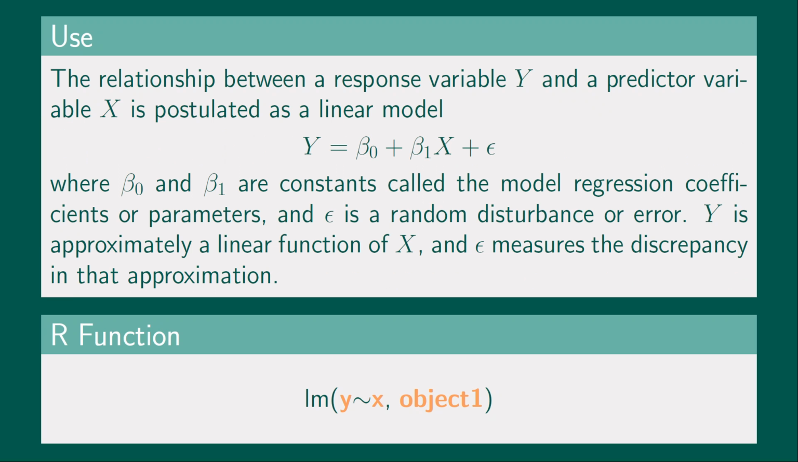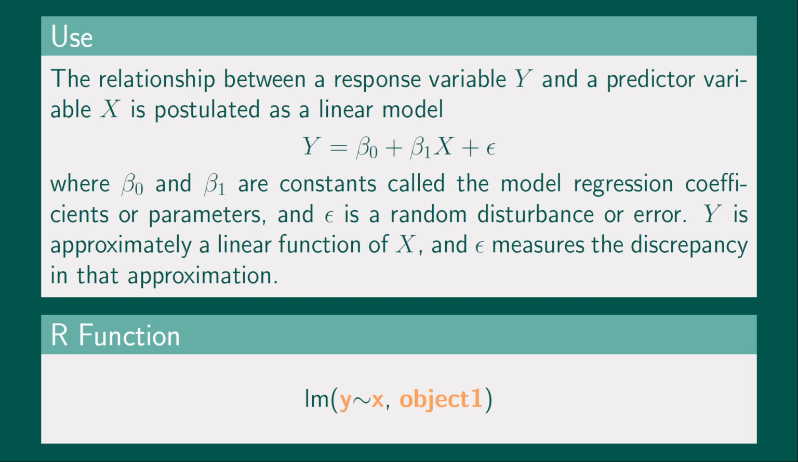The relationship between a response variable y and a predictor variable x is postulated as a linear model. Y is equal to beta sub 0 plus beta sub 1 times x plus epsilon, where beta sub 0 and beta sub 1 are constants called the model regression coefficients or parameters, and epsilon is a random disturbance or error.